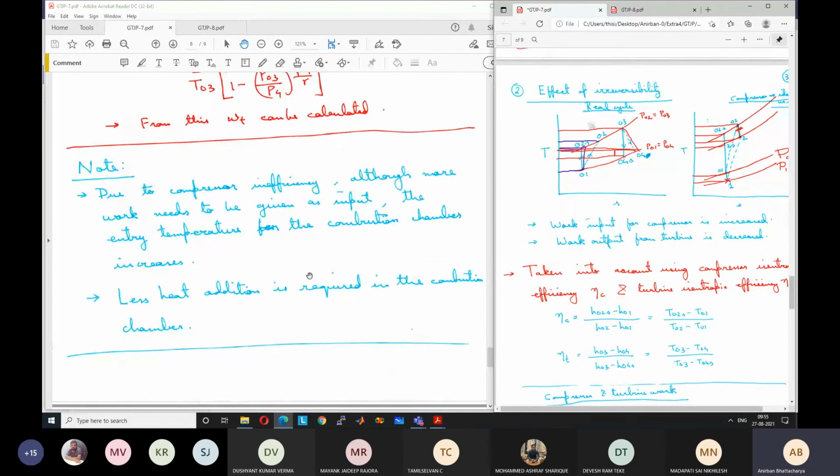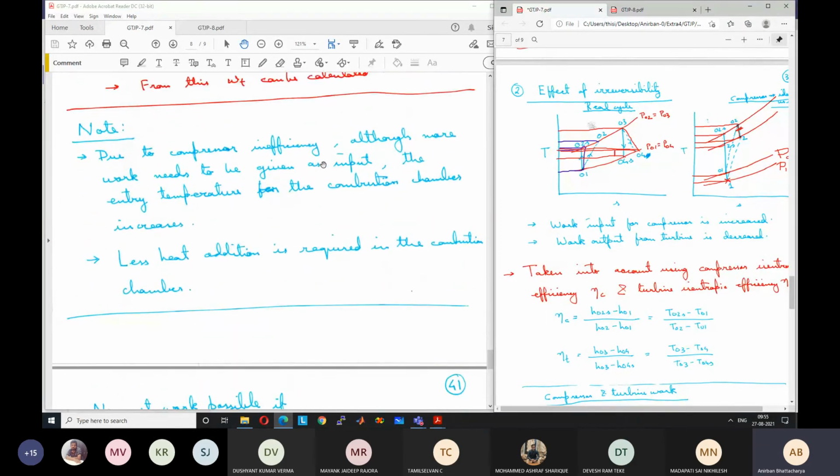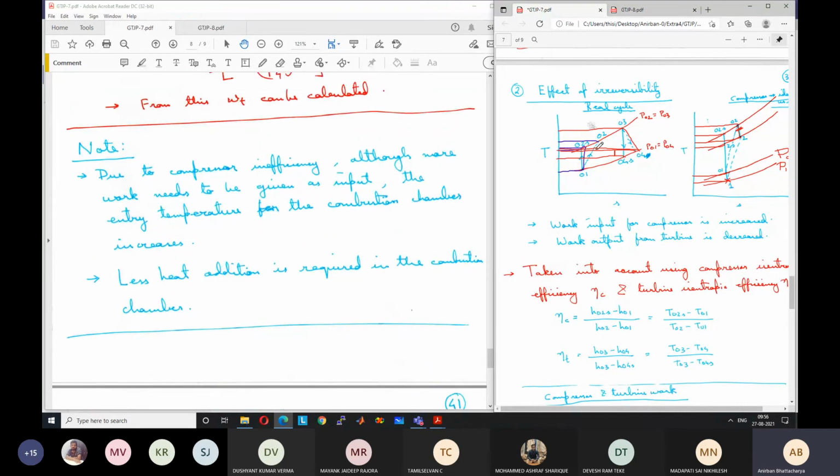Another important point is that due to compressor inefficiency, we have seen that more work is needed in the compressor. This means that the entry temperature to the combustion chamber is higher. As a result, for the same cycle, we need less heat addition in the combustion chamber. So the losses due to inefficiency are somewhat mitigated. Although the input work in the compressor is quite high, the heat addition required is less, because the gases are entering the combustion chamber at a higher temperature. So that is also one important consideration.